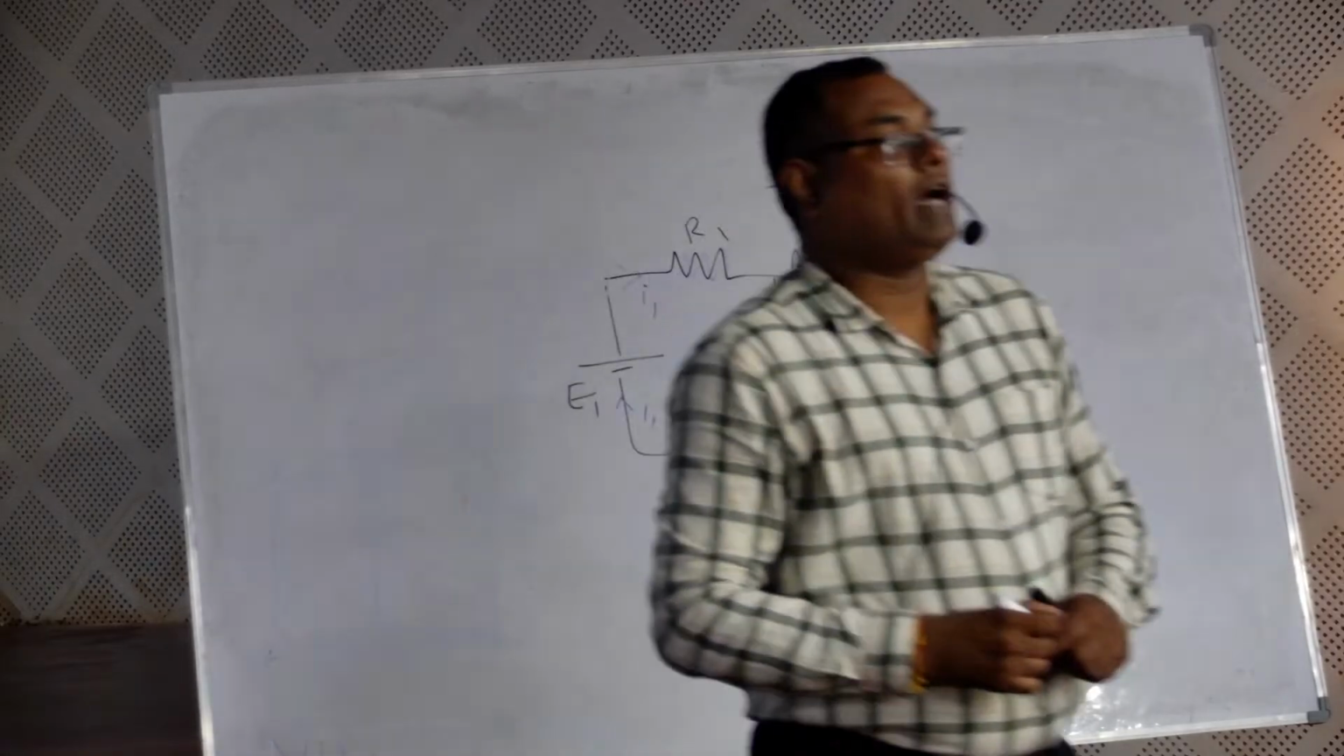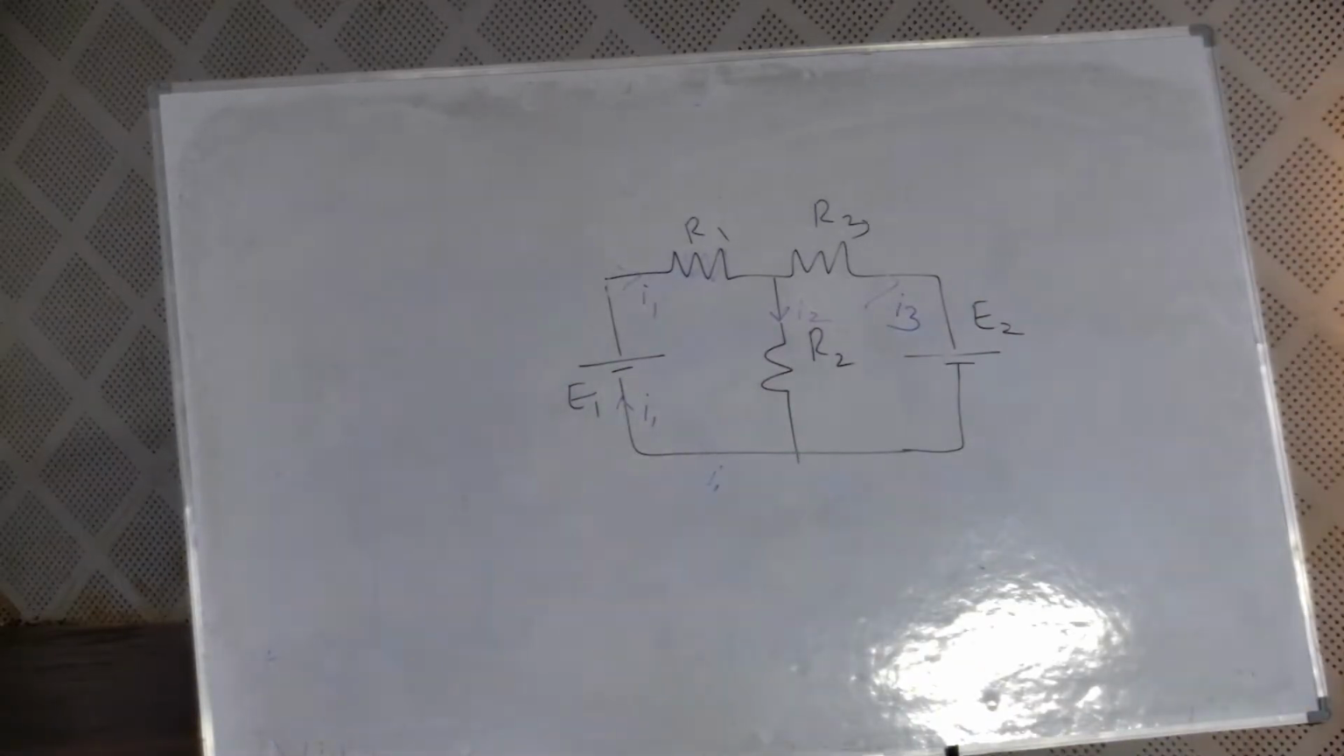I1, I2, I3 are flowing through the branches under operation. When 2 batteries are on, 3 bulbs are glowing, then I want the current through the branches. The names are small I1, small I2, small I3. We have to find out the problem. How much current is flowing?